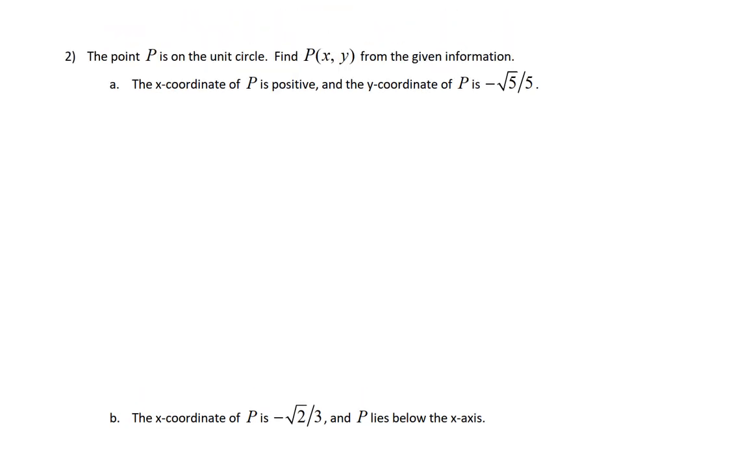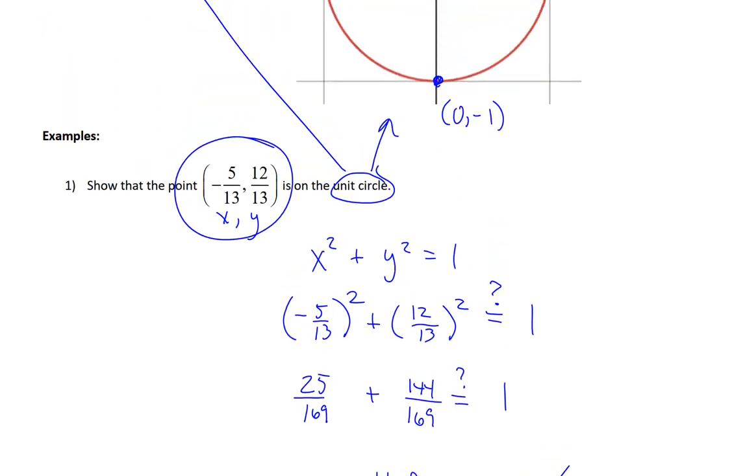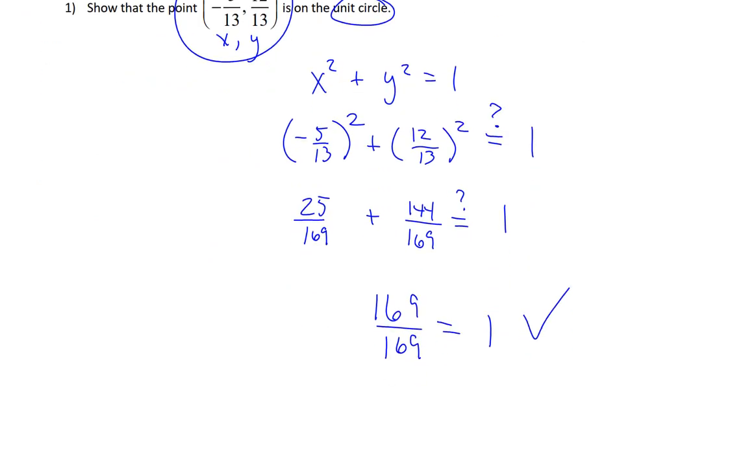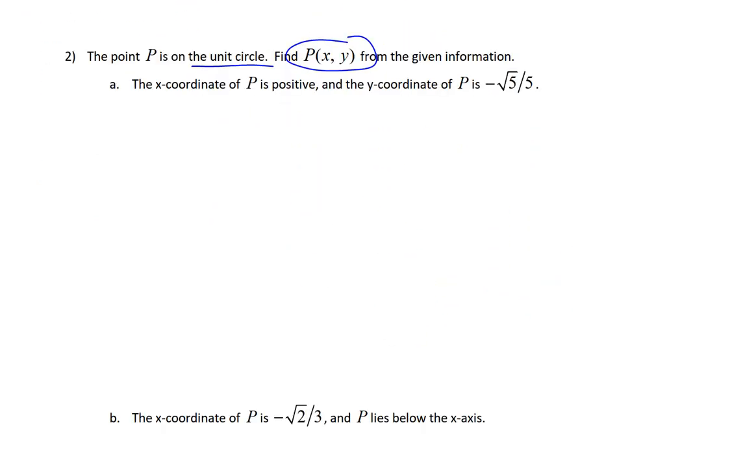Our next example is going to be the following. It says the point P is on the unit circle. Find this point P in the form of x comma y from the given information. Okay, so again, if we know it's on the unit circle, then everything we just saw above applies. We know its equation, and we know what it looks like. And we know that if we plug in coordinates, we can find whether they're on the circle or not from that equation.